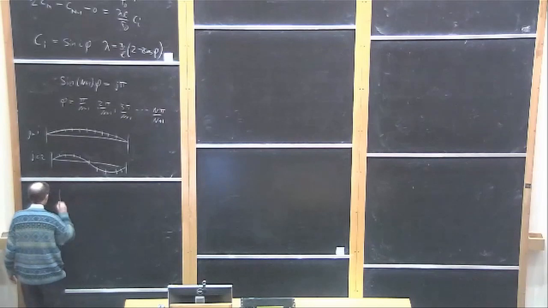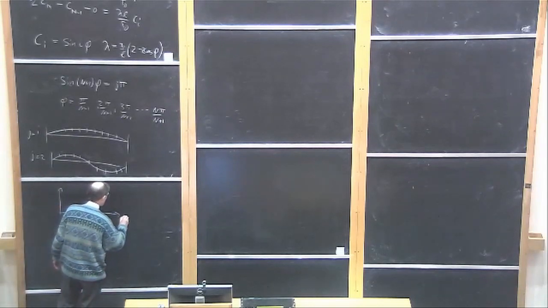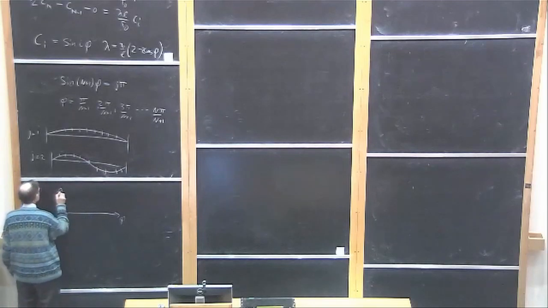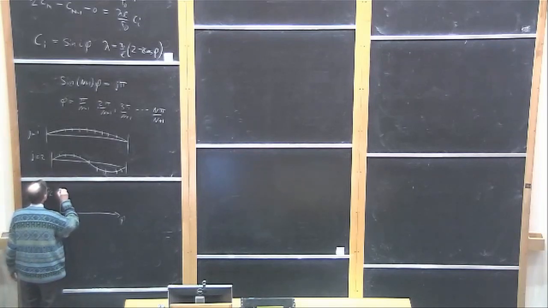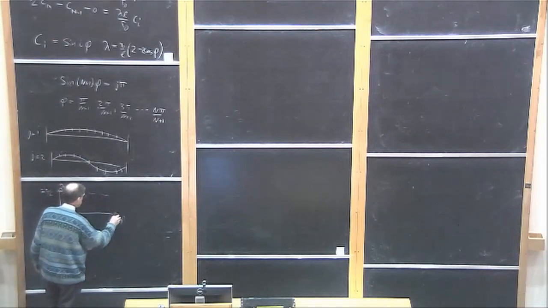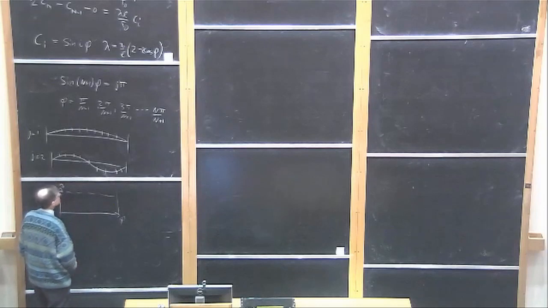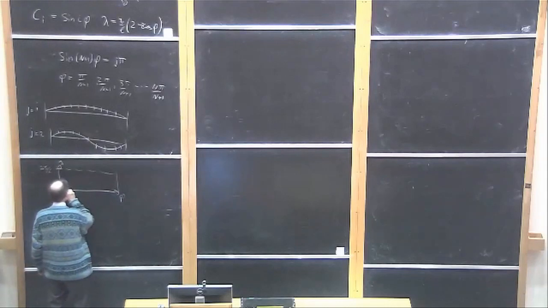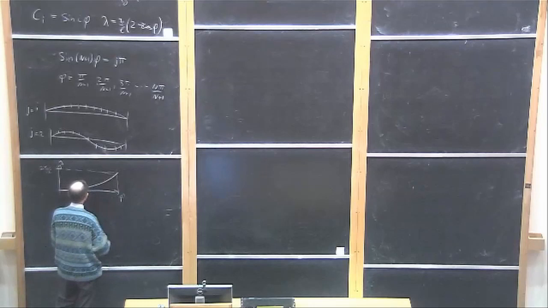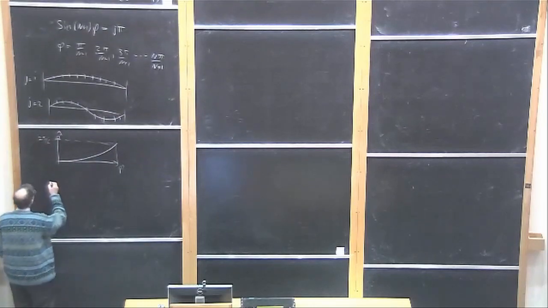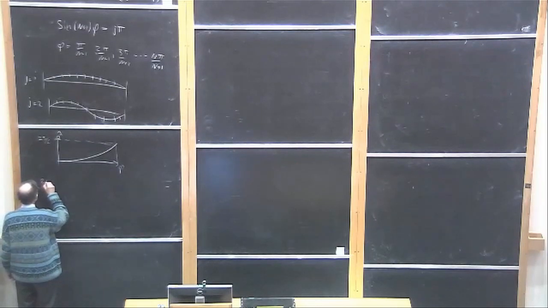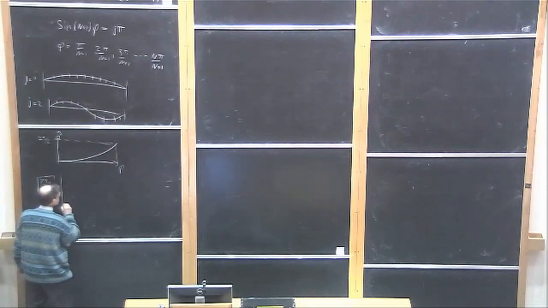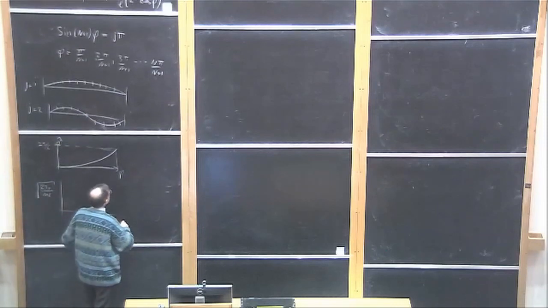If we wanted to sketch the way the frequency varies with phi, this is 2 T0 over L. This is lambda. It's 2 minus 2 cos phi, which is a quarter of a sine wave, like that. And so the frequency, the square root of 2 T0 over mL, is the square root of that.